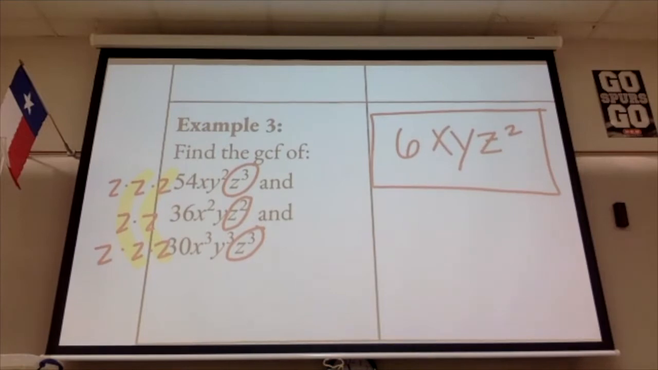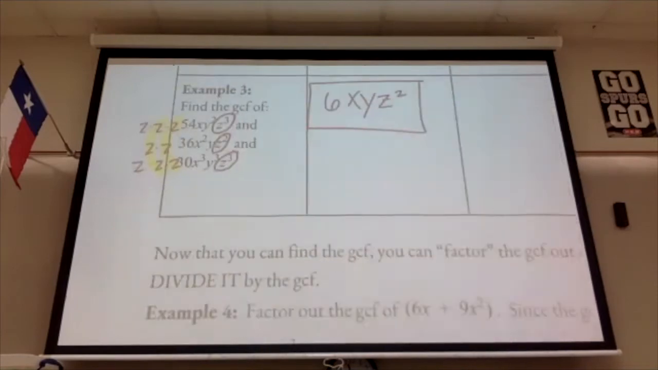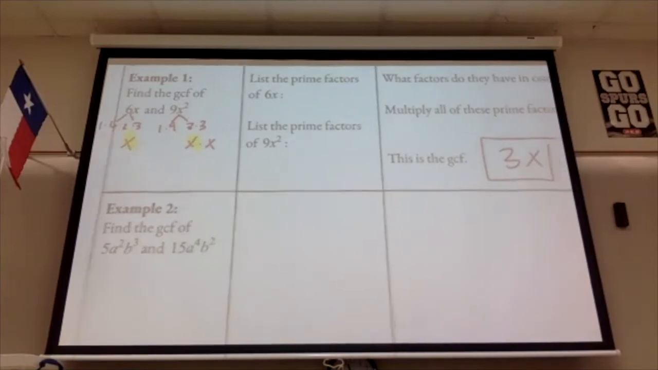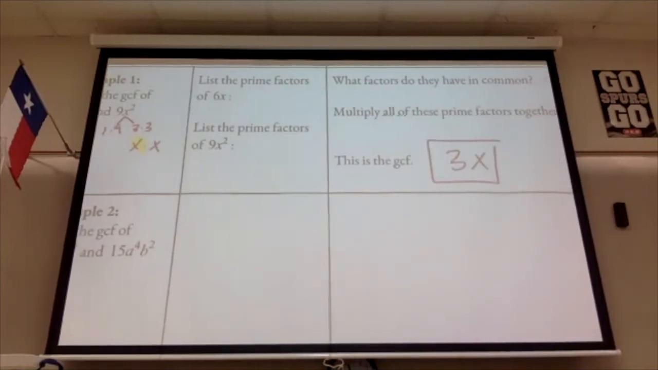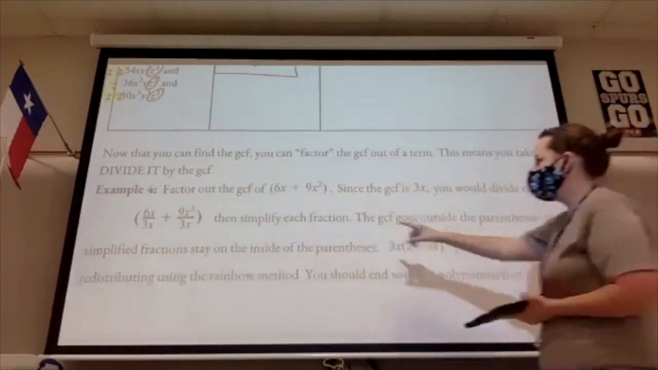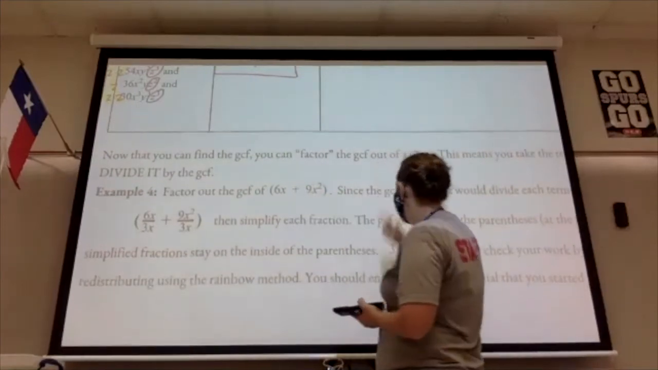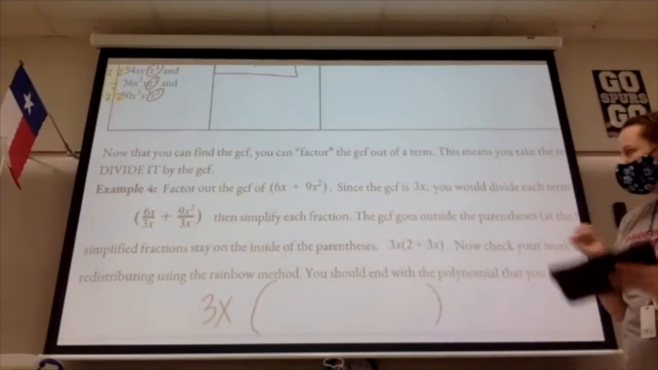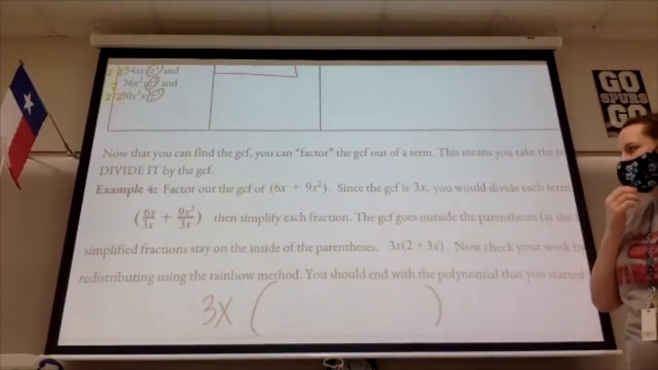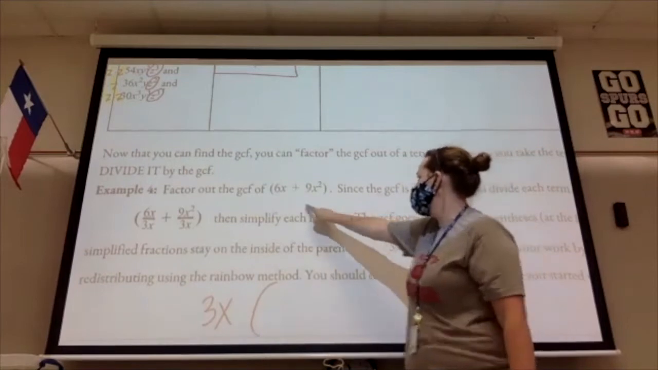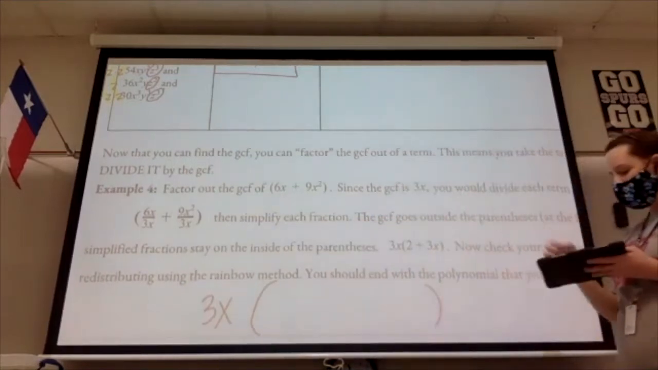So now that we know how to find the GCF, I'm going to show you how to factor it out. Remember in example 1, we said the GCF of 6x and 9x squared was 3x. So coming down here, we're going to factor out the GCF from these two things, and it's 3x. When you factor it out, that means you're taking it out, and it's going to be outside as a multiplication problem. So to find out what's remaining, you're just going to take your original polynomial and divide it by your GCF.